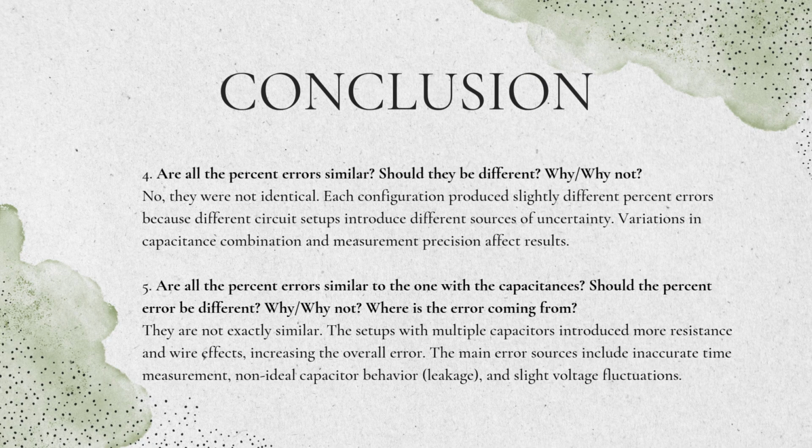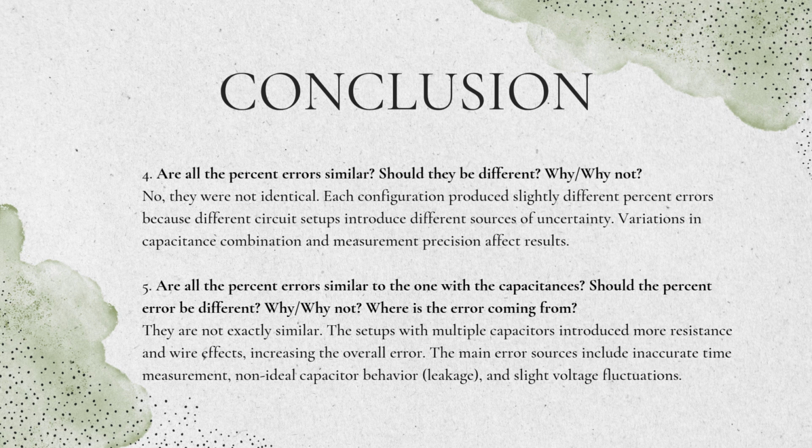As for the percent errors being similar, we concluded that they were not identical. Each configuration produced slightly different percent errors, maybe due to different circuit setups that introduced different sources of uncertainty. Variations in capacitance combination and measurement precision affect the results.